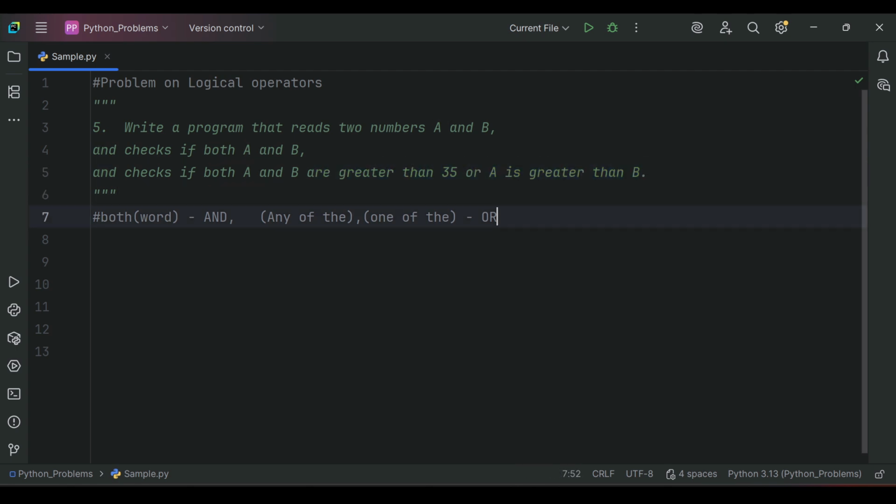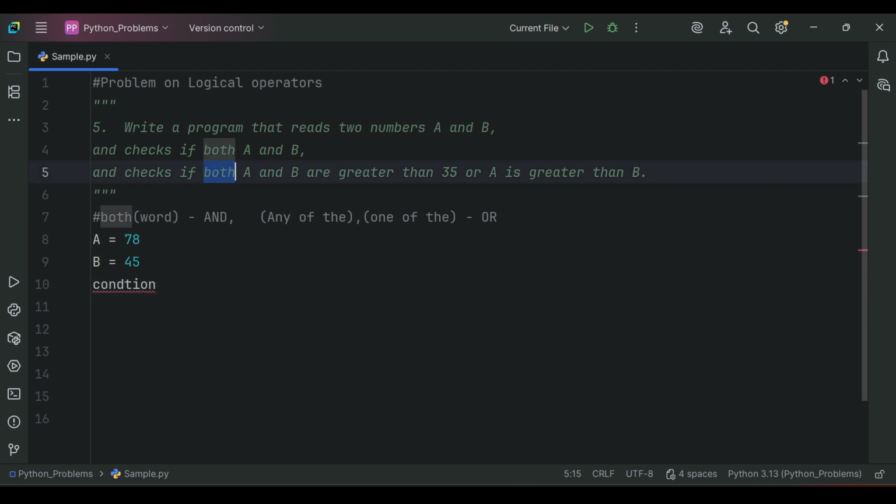Now check with the inputs first. First preparation, given inputs: a is equal to 78, I will check with a random number, and b is equal to 45. These are the given inputs. And next, what he is asking, first condition: a and b are greater than 35.